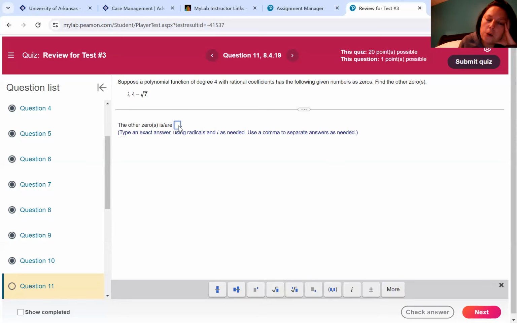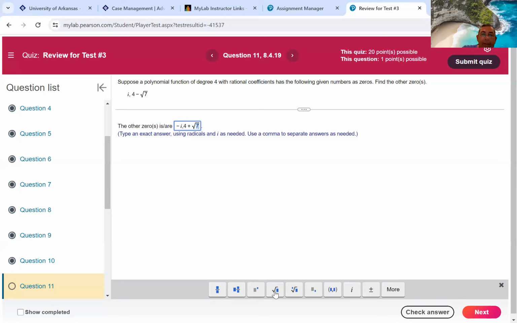negative i, and then 4 plus square root of 7. Now y'all don't change the sign of that 4. Yeah, it's positive 4, and then that'll be a positive square root of 7. So the only thing we change the sign on is the i part or the radical part, okay? All right, so y'all remembered that. Good job.